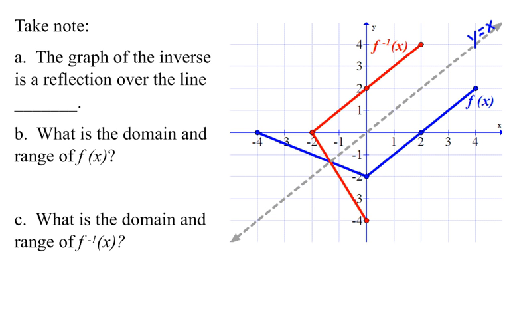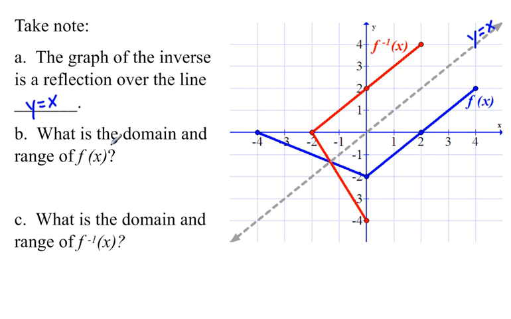All right, here it is drawn even more pretty. And I want you to see that there's actually a line of reflection that goes along here, and that line is y equals x. So the graph of the inverse is a reflection over the line y equals x.